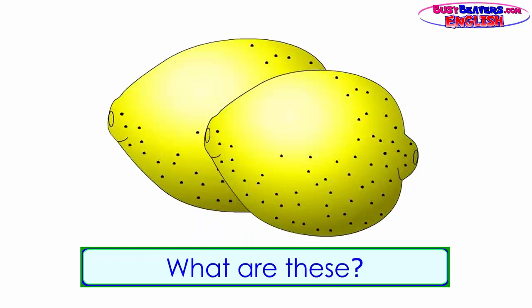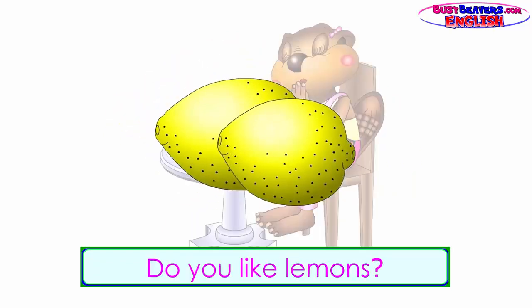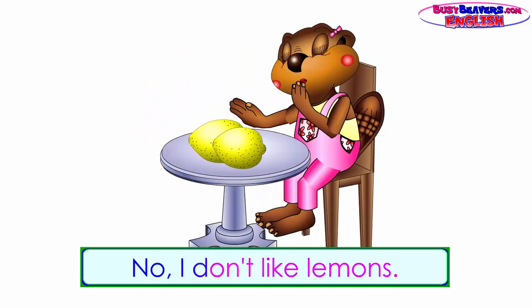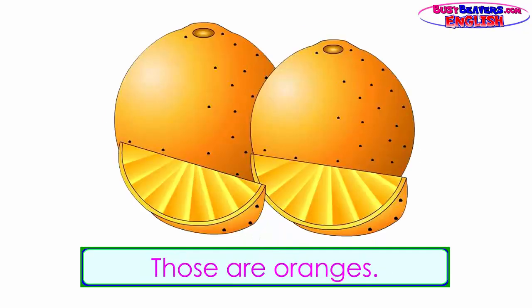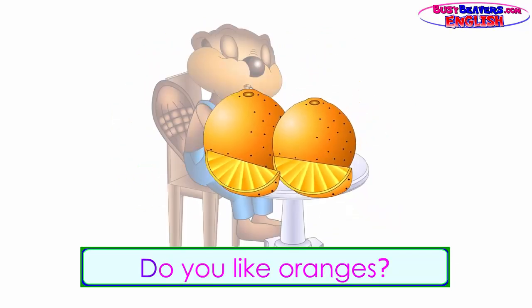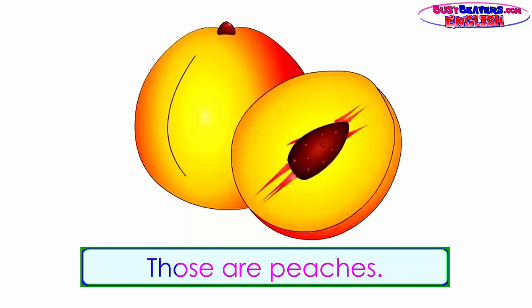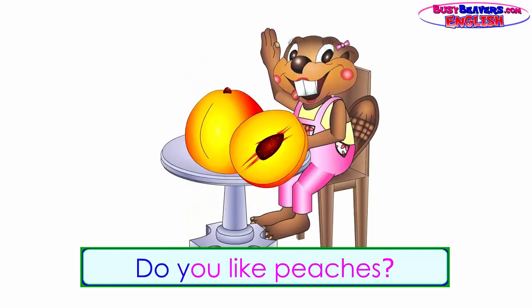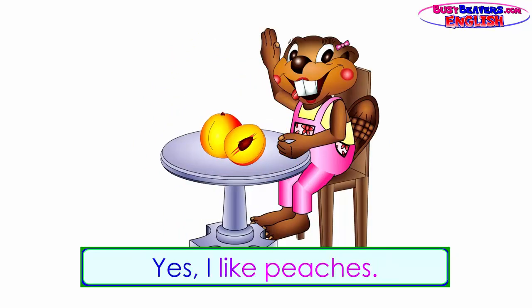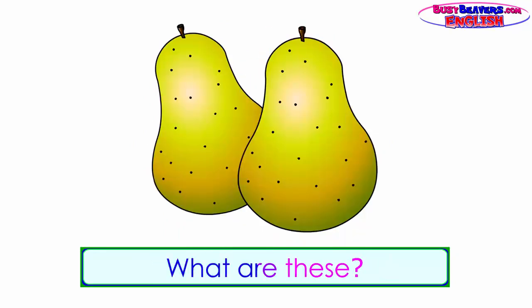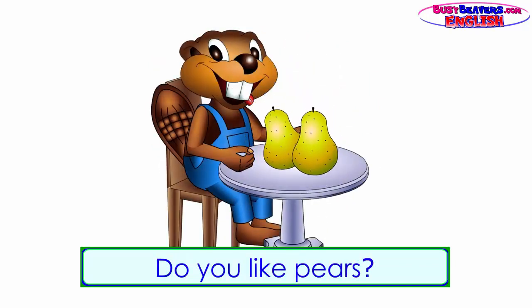What are these? Those are lemons. Do you like lemons? No, I don't like lemons. What are these? Those are oranges. Do you like oranges? No, I don't like oranges. What are these? Those are peaches. Do you like peaches? Yes, I like peaches. What are these? Those are pears. Do you like pears? Yes, I like pears.